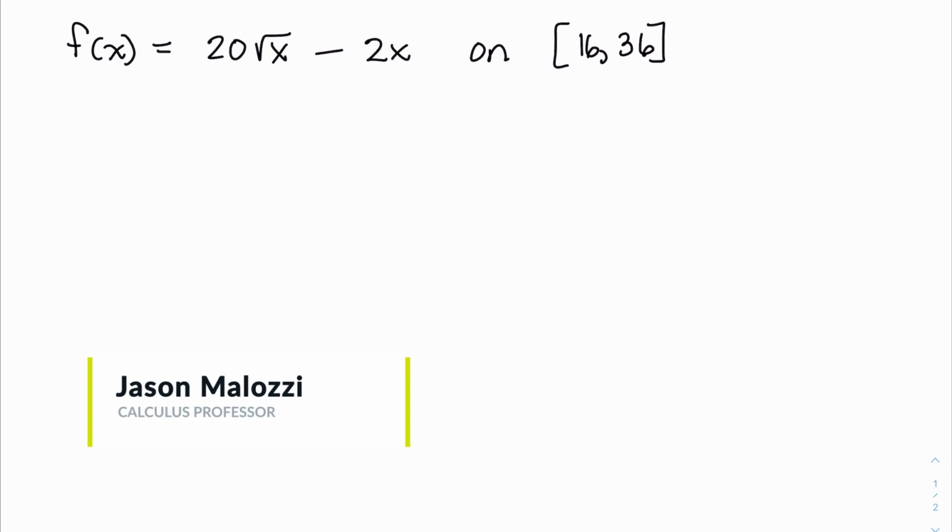What we're going to look at here is an example to illustrate Rolle's theorem, which, remember, says that if you have a continuous function on a closed interval and the value of the function at each endpoint is the same, then we're guaranteed a horizontal tangent somewhere in the interval. So that's what we're going to check here.